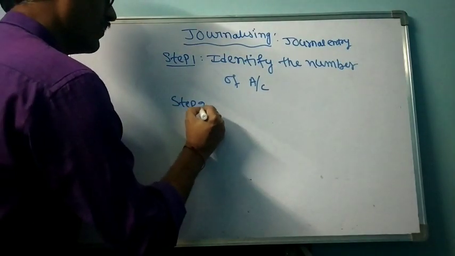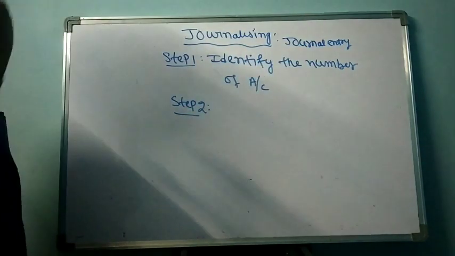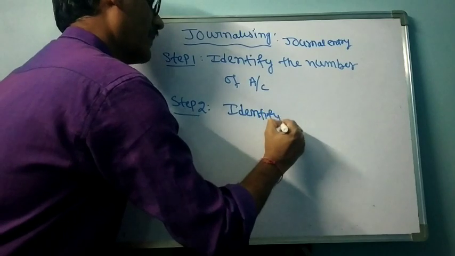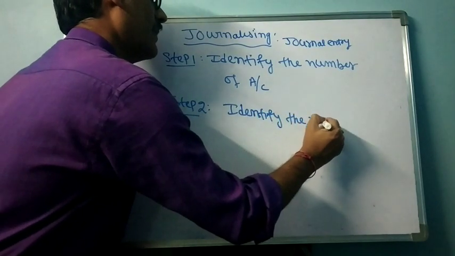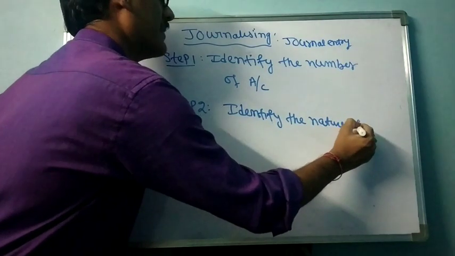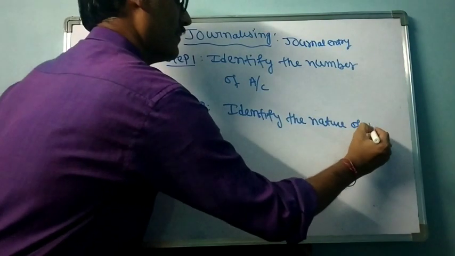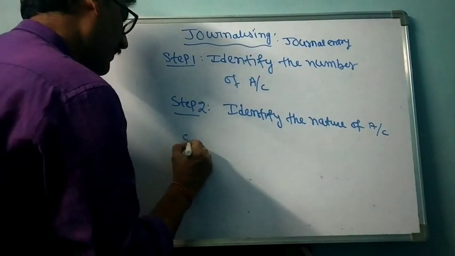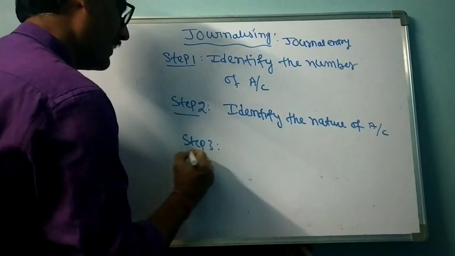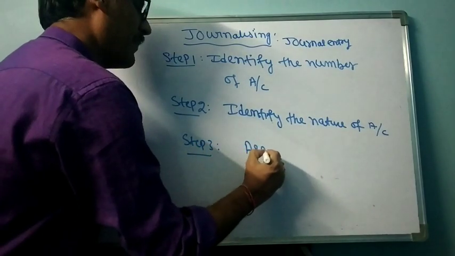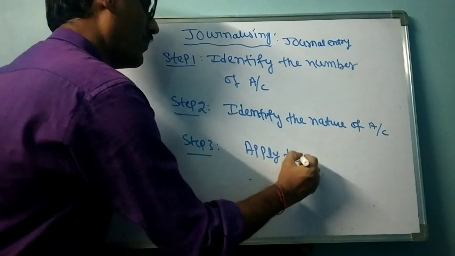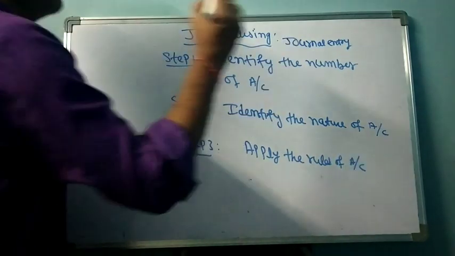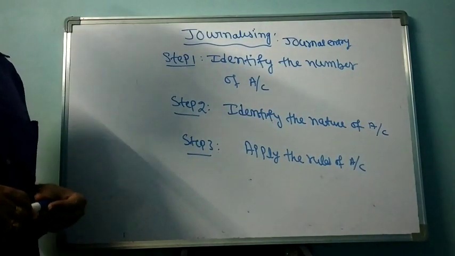Step number 2. After identifying the number of accounts, identify the nature of account. What do you mean by this? Identify the nature of account means whether it is a personal, real or nominal account. That you should identify. Step number 3: apply the rules of accounts. After identifying the type of account, apply the rules of accounts. These are the steps that have to be followed at the time of writing the journal entry.